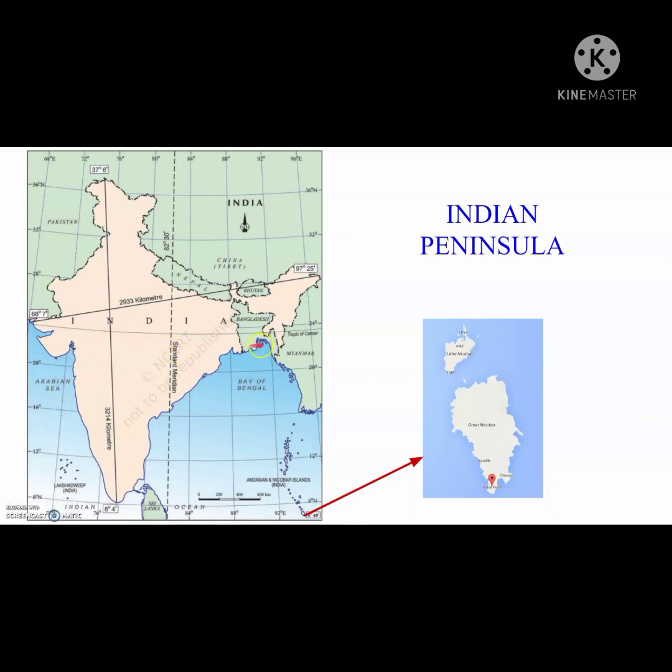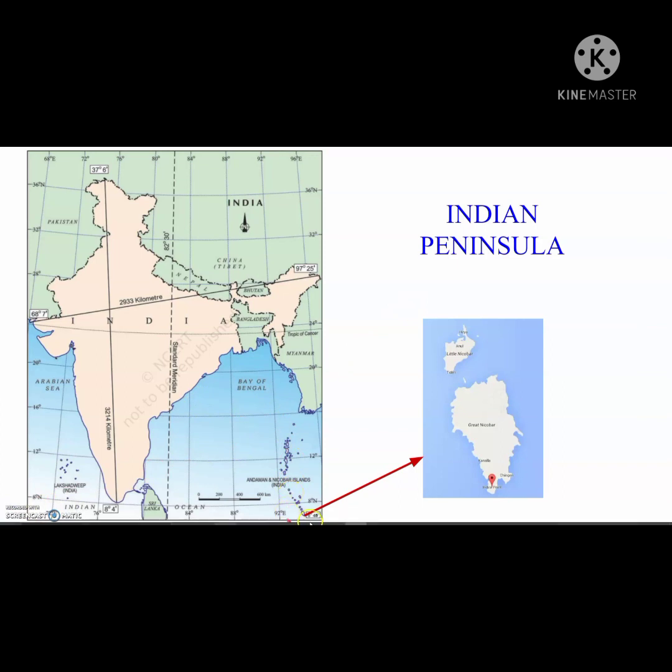India's coastline is 6,100 kilometers. By adding the islands, it extends to 7,516 kilometers. Because of the long coastline of India, we have trade and also fishing.